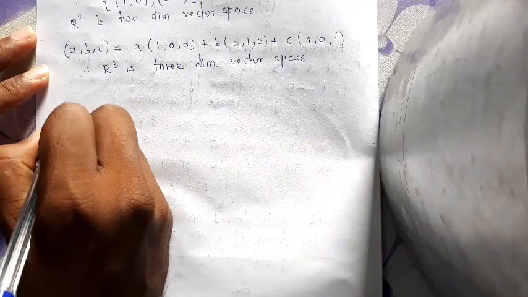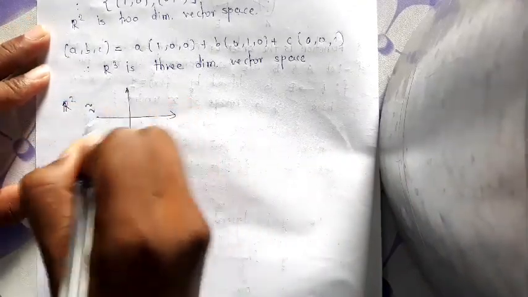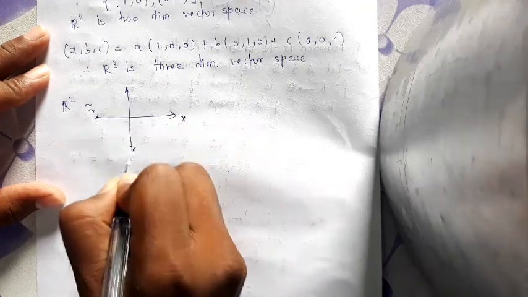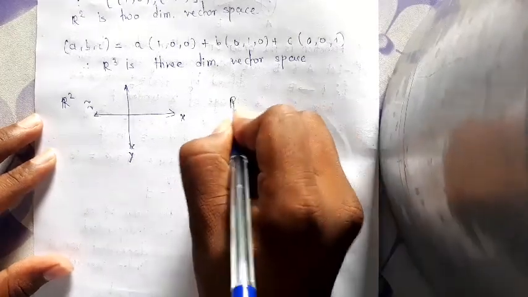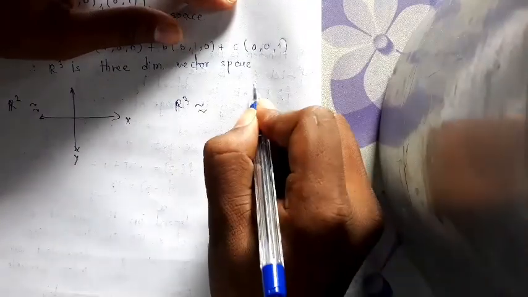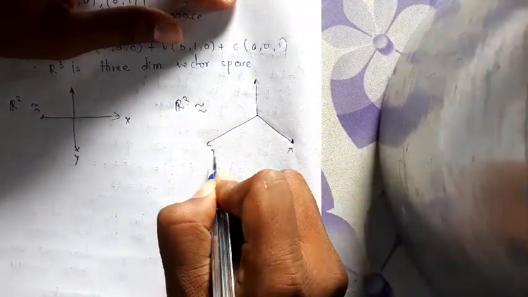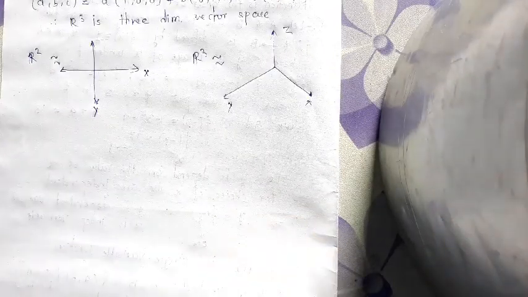Means if we want a diagram, this is my R2 plane, x axis is a real line, y axis also a real line. Similarly R3 is what? R3 has three axes, x axis, y axis, z axis. So this is the diagram of R2 and R3.